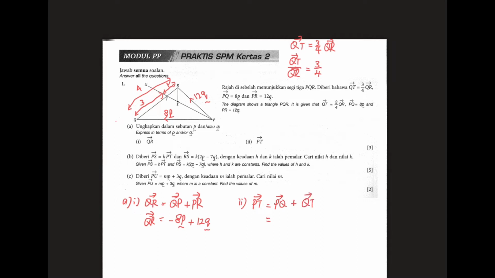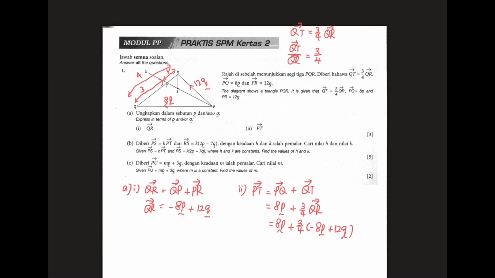So PQ is 8P. QT is where we use this information, 3 over 4 QR. So 3 over 4 QR. Okay, and 8P, 3 over 4. So QR is where we substitute what we found from the previous part, minus 8P plus 12Q. Okay, so we get PT.